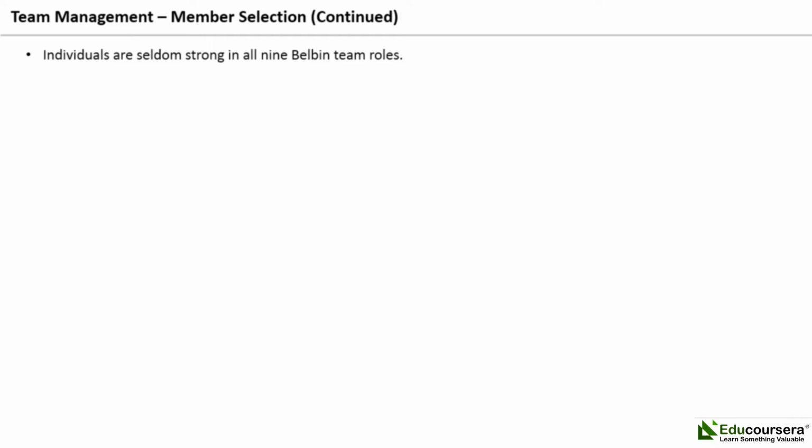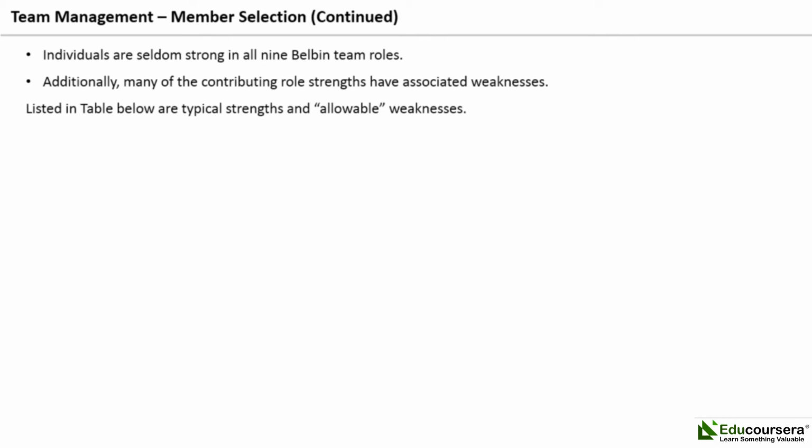Individuals are seldom strong in all 9 Belbin team roles. Additionally, many of the contributing role strengths have associated weaknesses. Listed in the table below are typical strengths and allowable weaknesses.